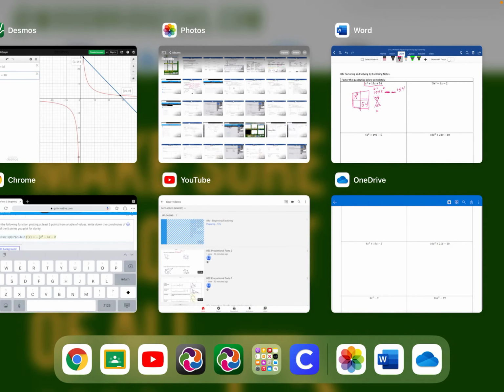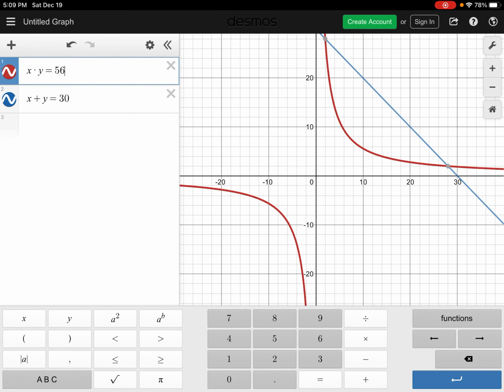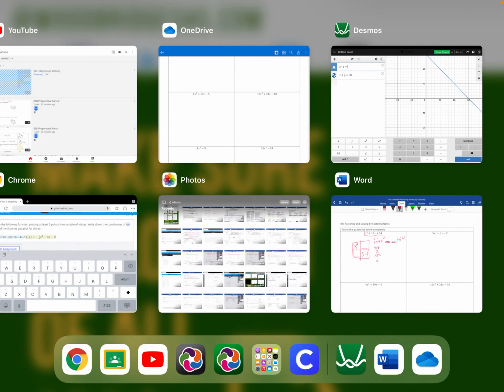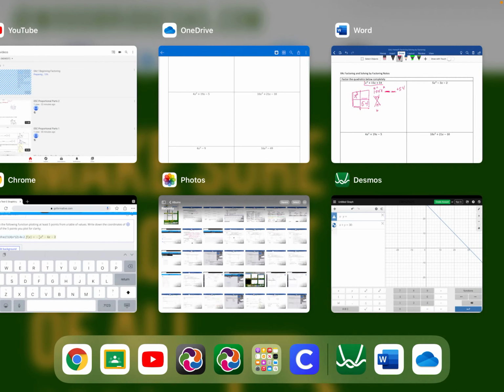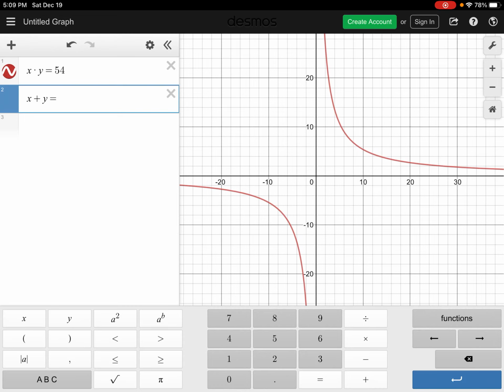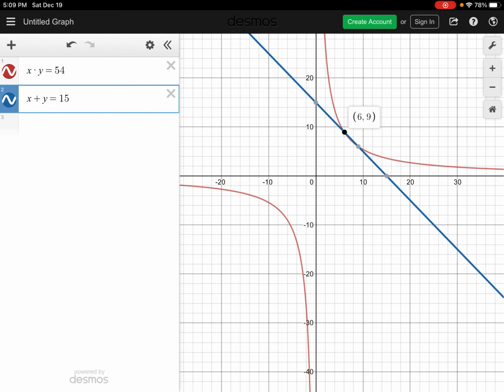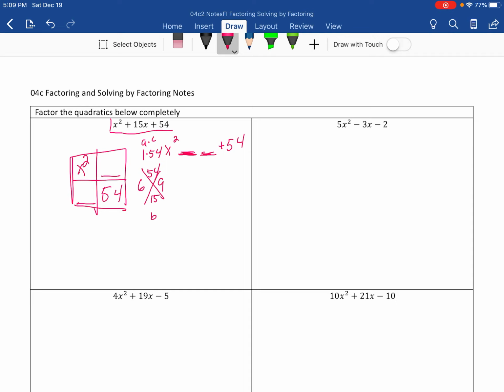I said you could very easily do this using Desmos last class. So you write x times y is equal to the product, in this case 54. So we're doing 54 and 15. You look at where those 2 graphs intersect, and it's going to be 6 and 9. So I know that this is 6x and this is 9x.